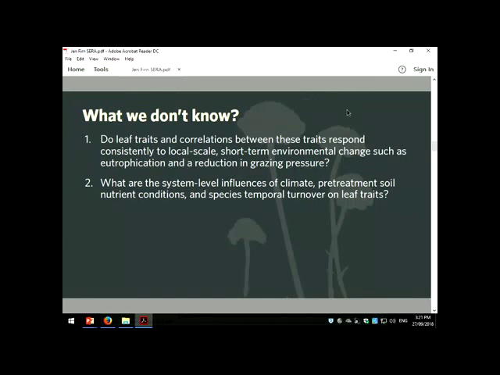So this brings me to the questions, and I'm going to show you some evidence that we found on these ideas in this experiment today. Just some simple questions. Do leaf traits and their correlations between these traits respond consistently to local scale short-term environmental change, such as eutrophication and a reduction in grazing pressure? And taking that a little bit further and building off of Angela's talk, how do the system level influences of climate, pre-treatment soil nutrient conditions, but also species temporal turnover affect these responses?